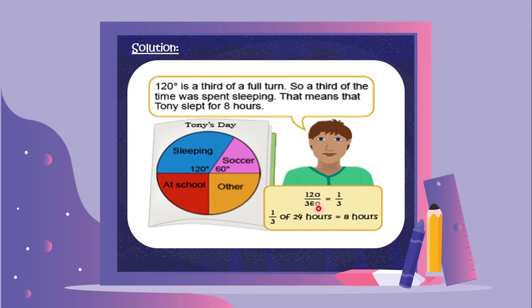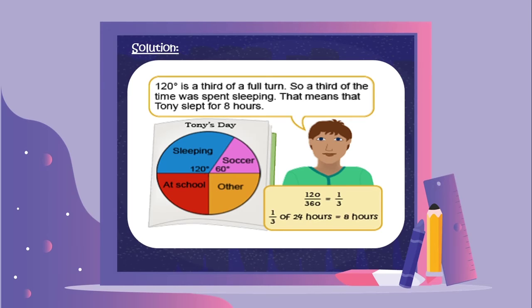So to get the fraction of the day spent sleeping, we can use 120 out of the full turn angle, which is 360. If you want to simplify this fraction, 120 out of 360, we get 1 out of 3. So the fraction of the day spent sleeping is 1 out of 3. And that's it for the first question.